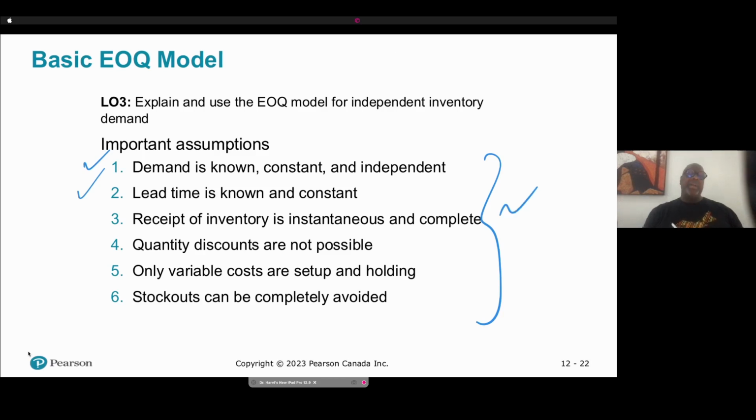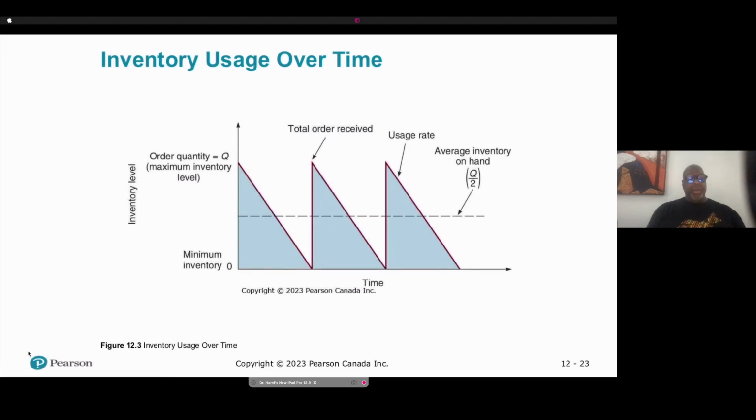The receipt of the inventory is instantaneous and complete. There are no losses, there are no breakages. We don't have any quantity discounts. The only variable costs are setup and holding costs. And then stockouts can be avoided because why? Because the demand is known and independent and it does not change. So in that case, we could show how our inventory is used over time.